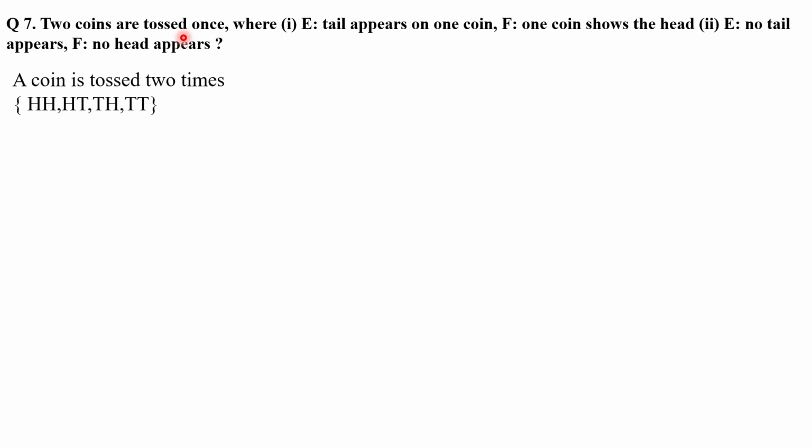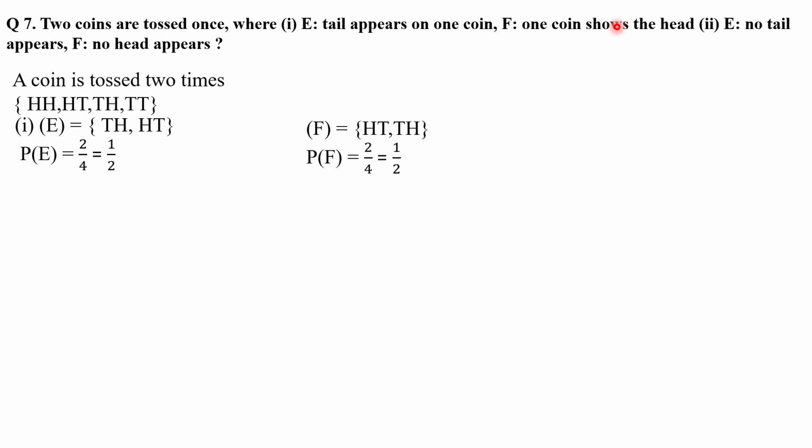As we know that the coin is tossed twice, so the sample space will be that. Now E is saying tail appears on one coin. So obviously tail. Okay, in one coin only tail: HT, TH. So probability of E is 2 by 4, that is 1 by 2. Now F is saying one coin shows the head. So HT, TH, because here one coin shows the head. So 2 by 4.